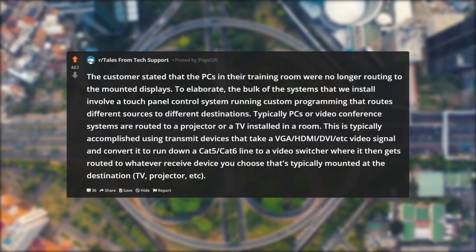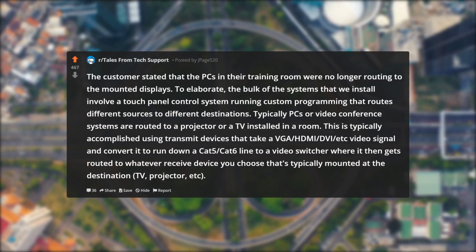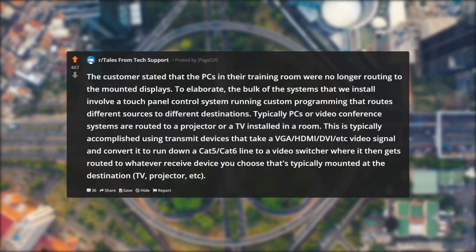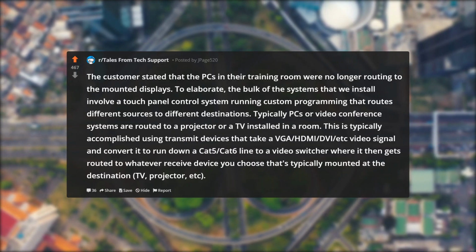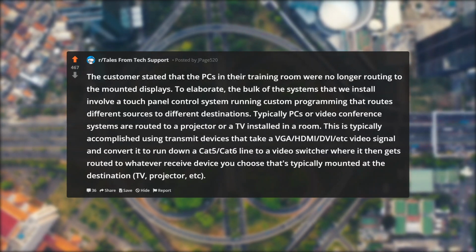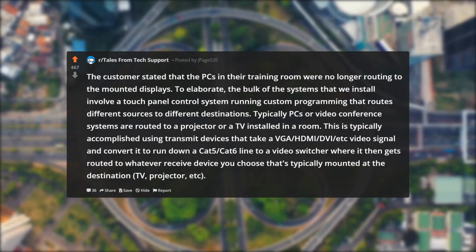This is typically accomplished using transmit devices that take a VGA/HDMI/DVI/etc. video signal and convert it to run down a Cat5/Cat6 line to a video switcher, where it then gets routed to whatever receive device you choose that's typically mounted at the destination, TV, projector, etc.